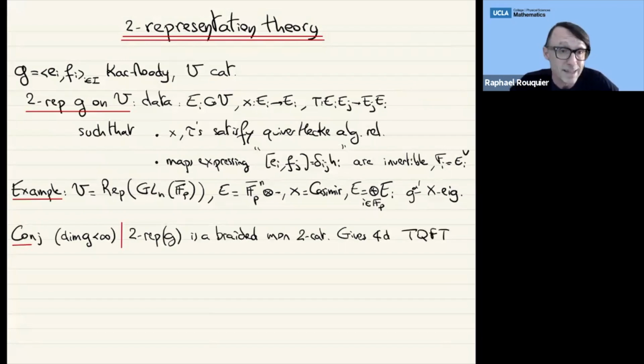But so the expectation is that if you look at all those 2-representations, this 2-category should be some sort of braided monoidal 2-category. And modulo doing certain things, Crane and Frenkel's idea is that one should get invariants of four-dimensional manifolds. And so this 2-Rep G is something that you would associate to S^1, the circle. To a circle, you associate a 2-category. To a two-manifold, you associate a category. To a three-manifold, a vector space, and to a four-manifold, a scalar.